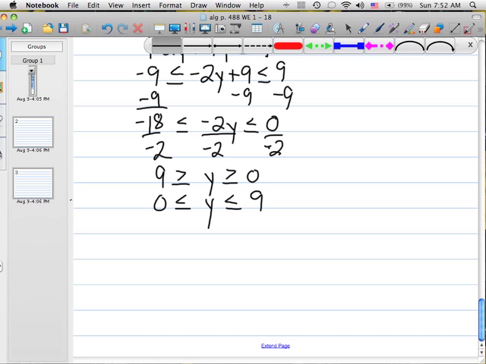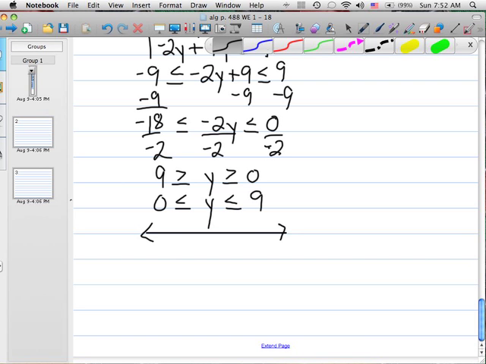So it's all of the numbers between and including 0 and 9. So here's 0, here's 9. We want a closed circle for each because we do include our elbows, and shade it in between.